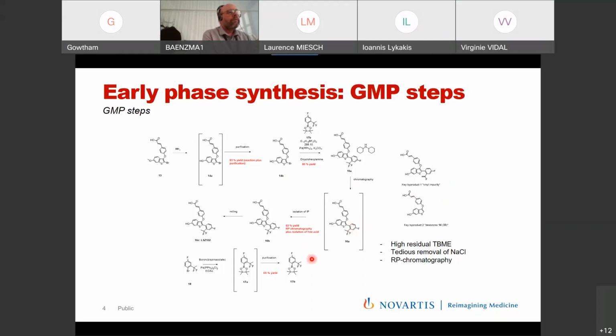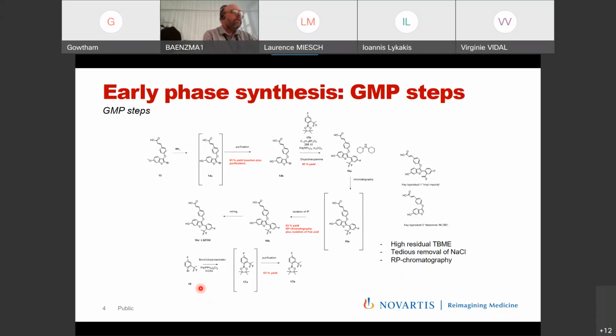The isolation of the final product was then done just by a pH setting. First it was dissolved in sodium hydroxide, so as a dianion, and then after addition of HCl, the product precipitated out as an amorphous solid. There were still some issues because we had TBME in the system, and there was TBME incorporated in the drug substance, and also the sodium chloride, which was formed with this pH setting, was difficult to remove because the amorphous solid entrapped sodium chloride.